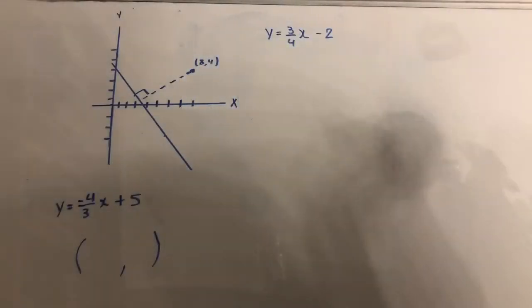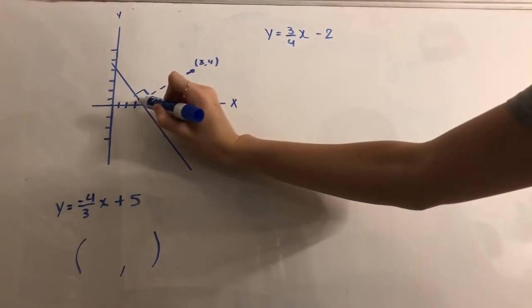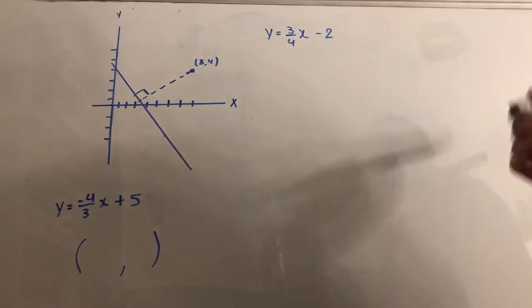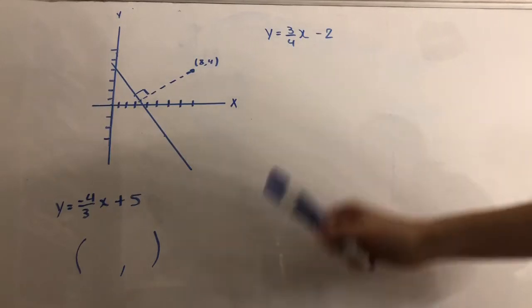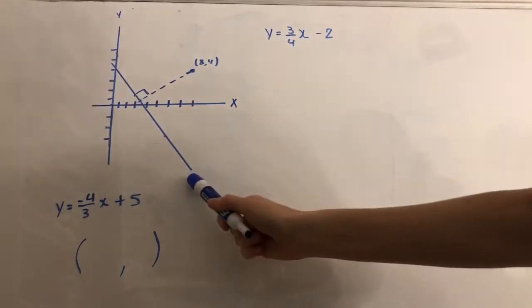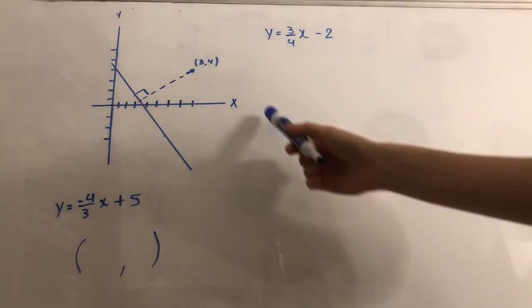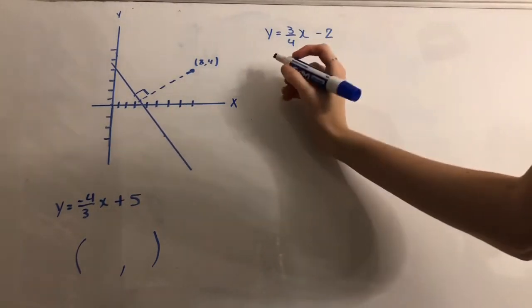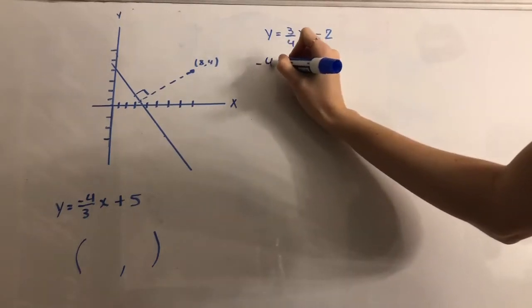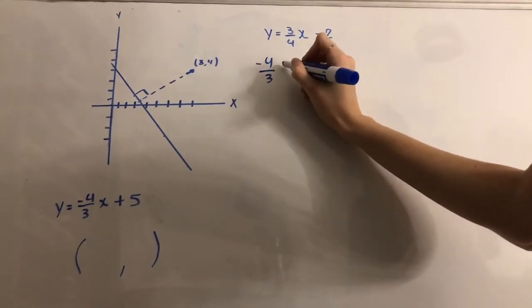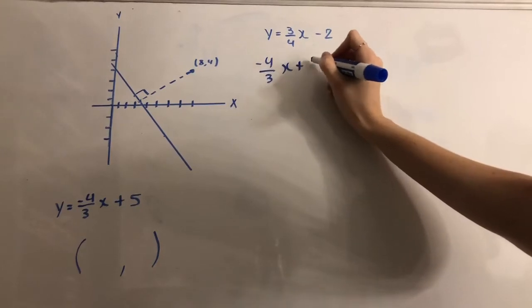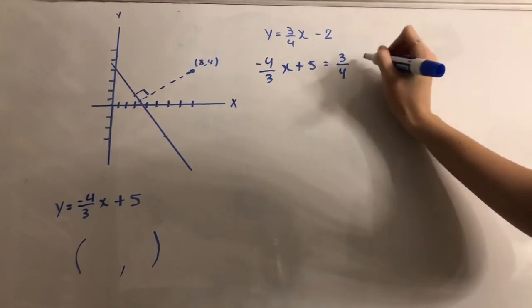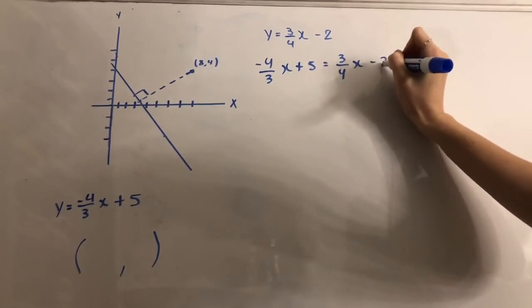Number 3 is to find the coordinates of this exact point. To do this, we're going to use the perpendicular equation of the line and the equation of this line. We're going to do a simultaneous equation and solve it by equalization. So, minus 4 over 3x plus 5 equals 3 over 4x minus 2.